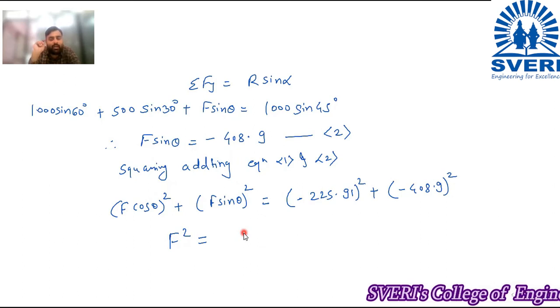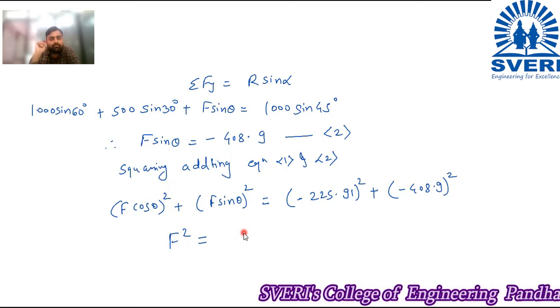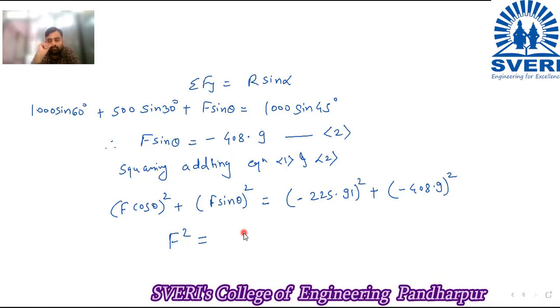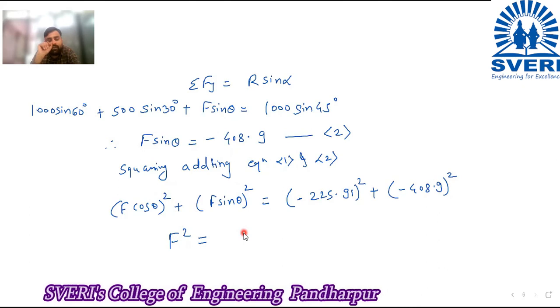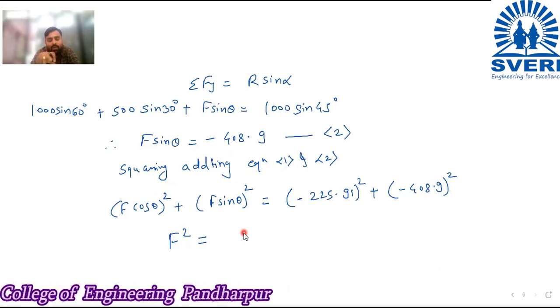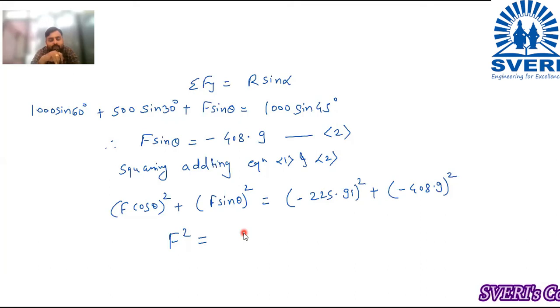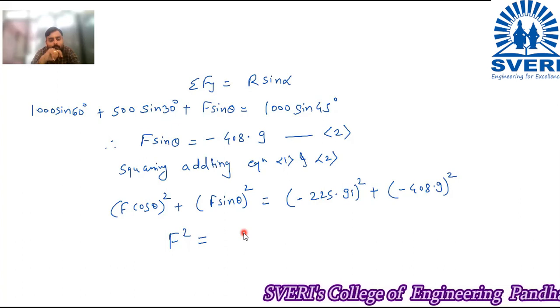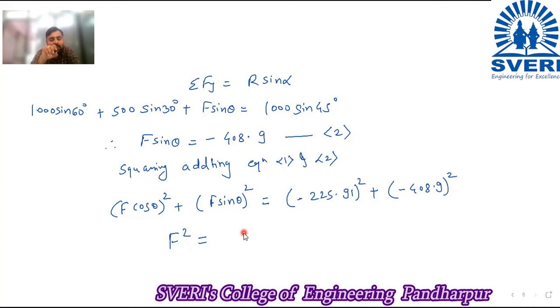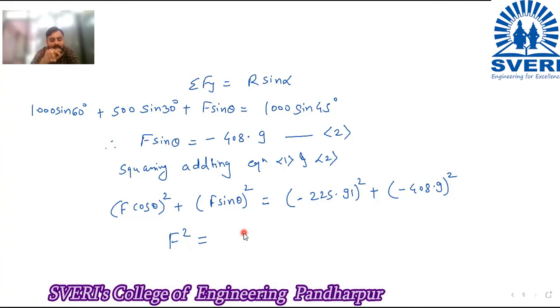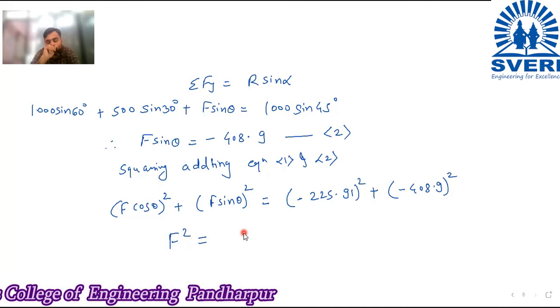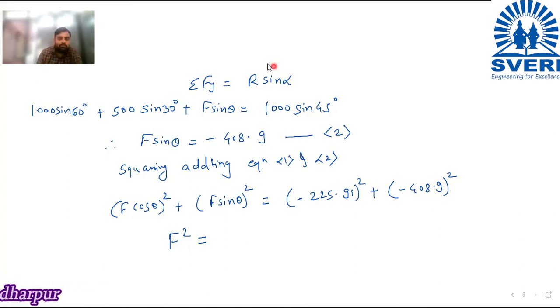So what is the value of f square? Is there a need to write the step, or have you understood how that f square came? Yes, no? Do I need to simplify and explain how f square came, have you understood? Tell me, sir. Okay.